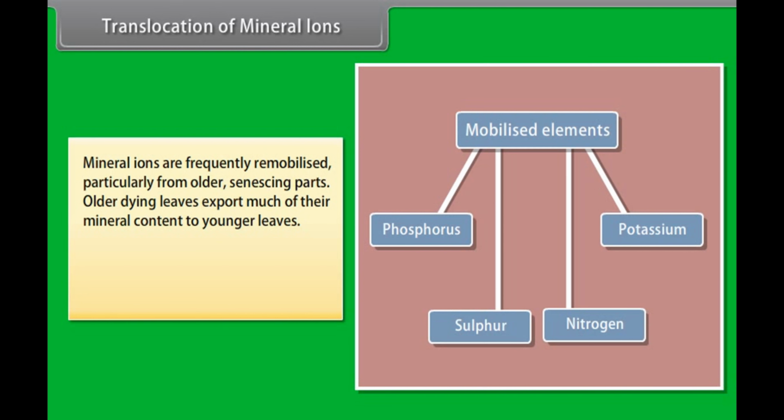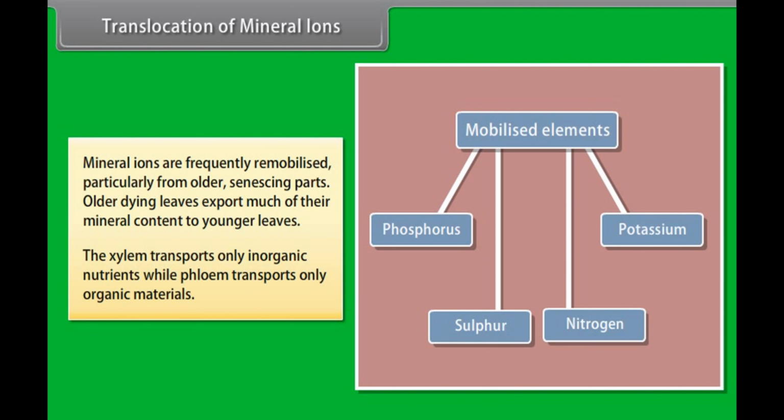Similarly, before leaf fall in deciduous plants, minerals are removed to other parts. Elements most readily mobilized are phosphorus, sulfur, nitrogen and potassium. Some elements that are structural components, like calcium, are not remobilized. So, the xylem transports only inorganic nutrients while phloem transports only organic materials.